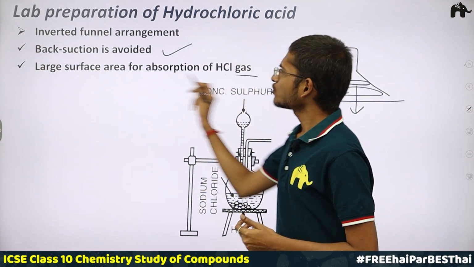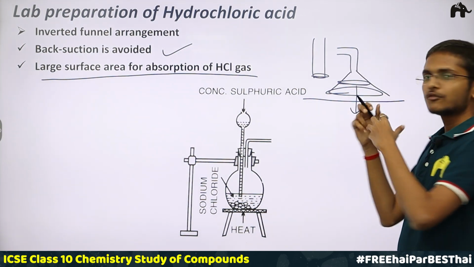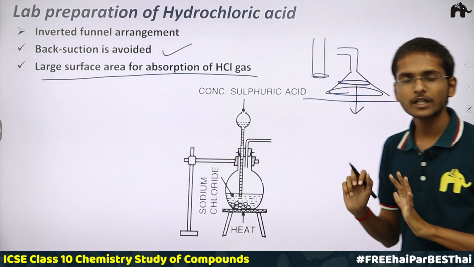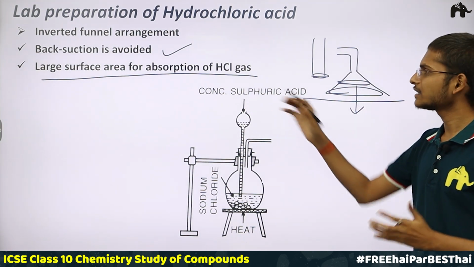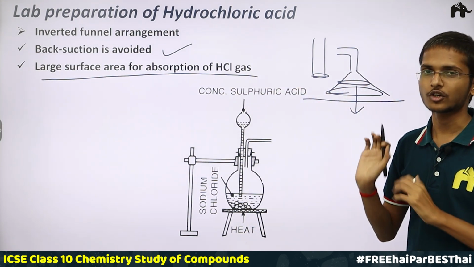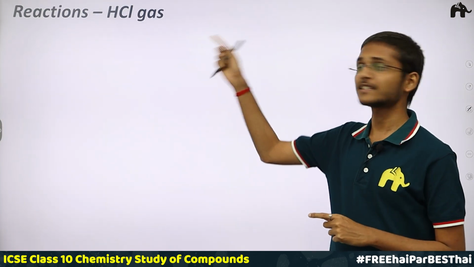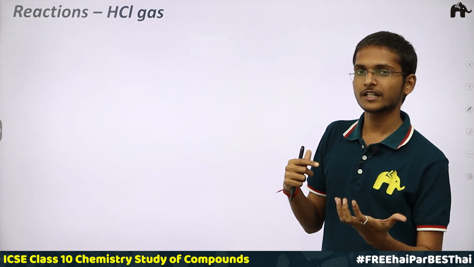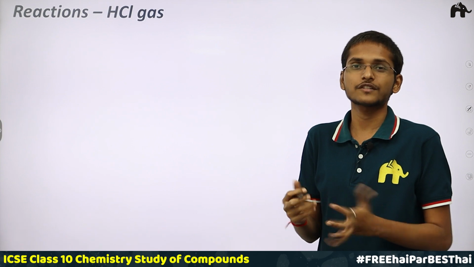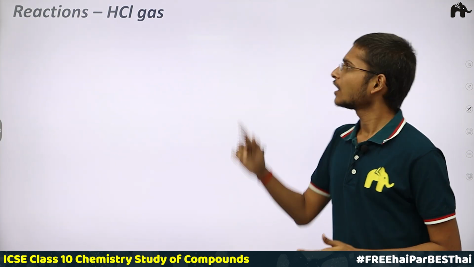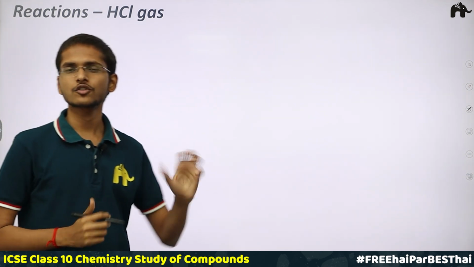And the next is, it also provides a large surface area for the absorption of HCl gas, so that the HCl gas would get absorbed very effectively, and at a faster rate as well. No problem with the surface, no problem with the absorption of HCl gas for us. Now in our syllabus, we have to study only one reaction for the HCl gas. Only one for HCl gas. We are going to study lots of reactions for hydrochloric acid. The reaction is very simple and very interesting to observe. You can also watch that reaction on YouTube.